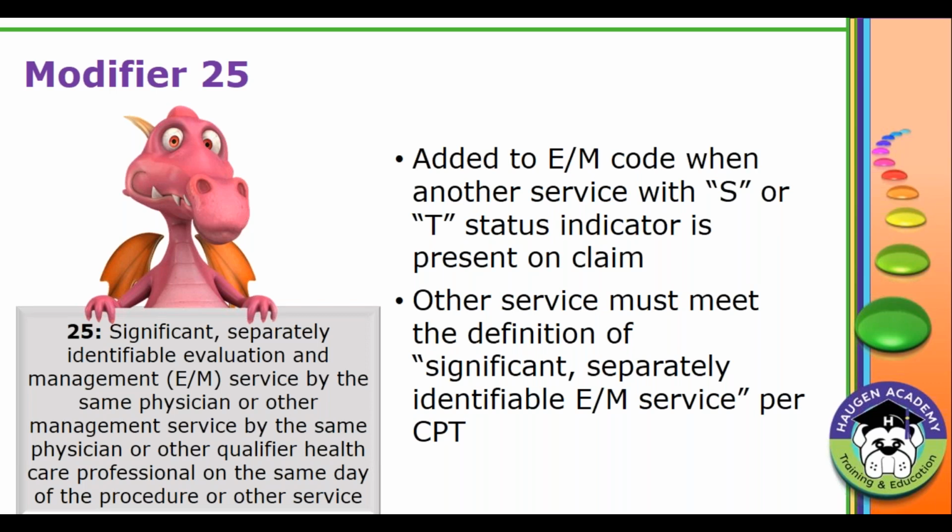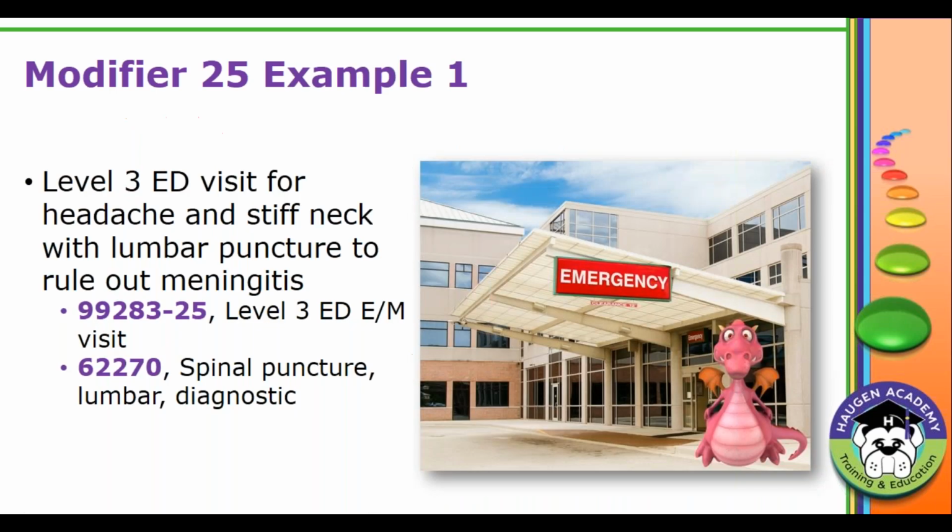And I think that this is really hard to figure out without a scenario. So let's look at a couple of scenarios. In our first example, our little pink dragon has gone to the ER with a headache and a stiff neck. They had a level 3 ED visit for headache and stiff neck with a lumbar puncture to rule out meningitis. And most of your ED cases will have a modifier 25 if they do perform another procedure that has an S or a T status indicator.